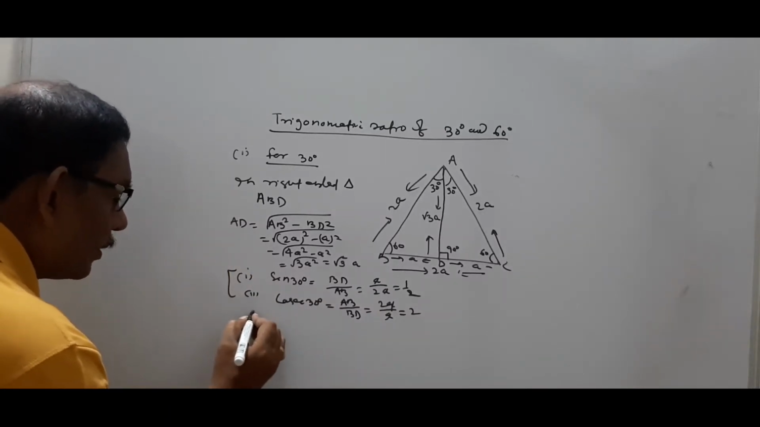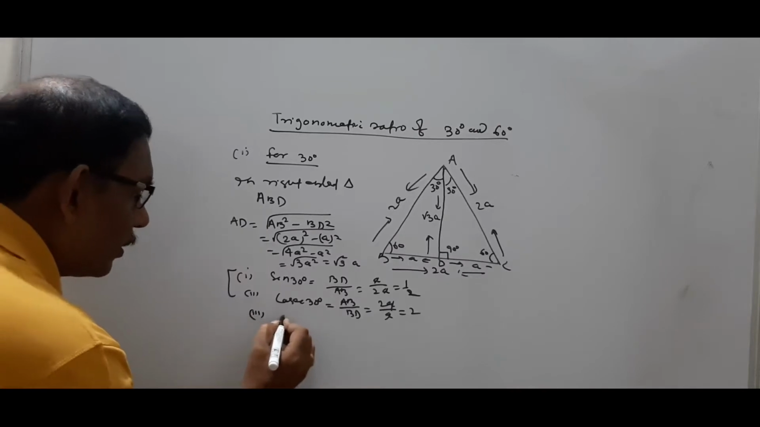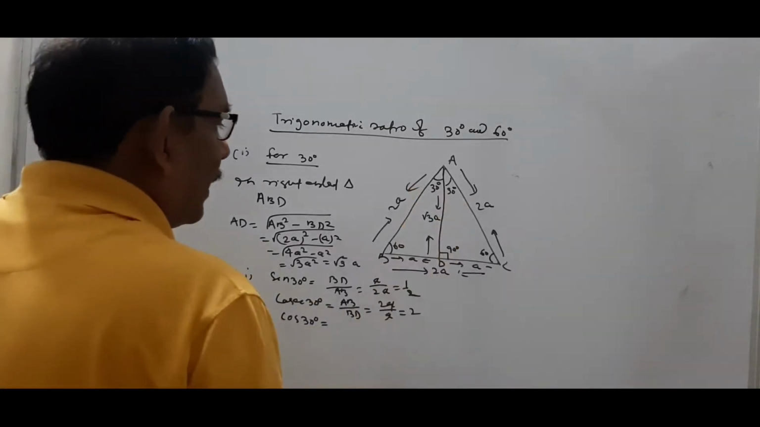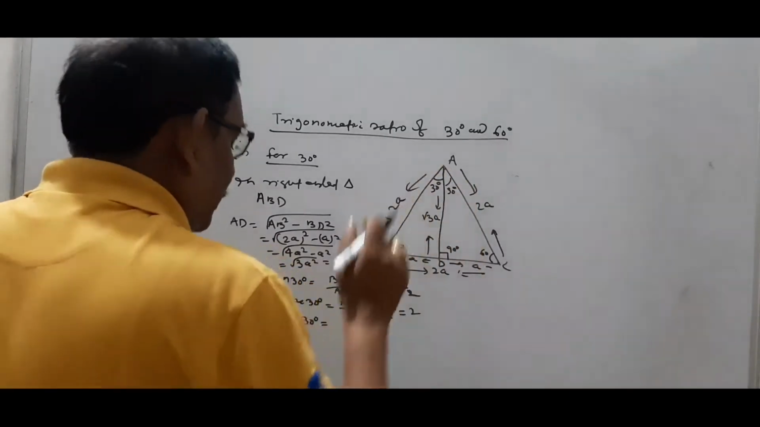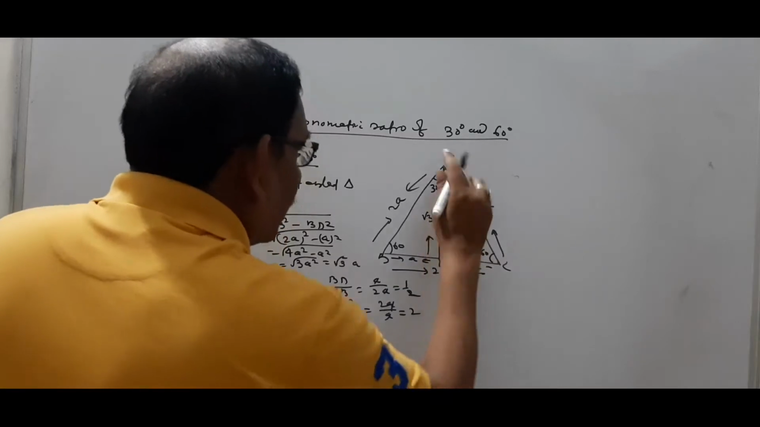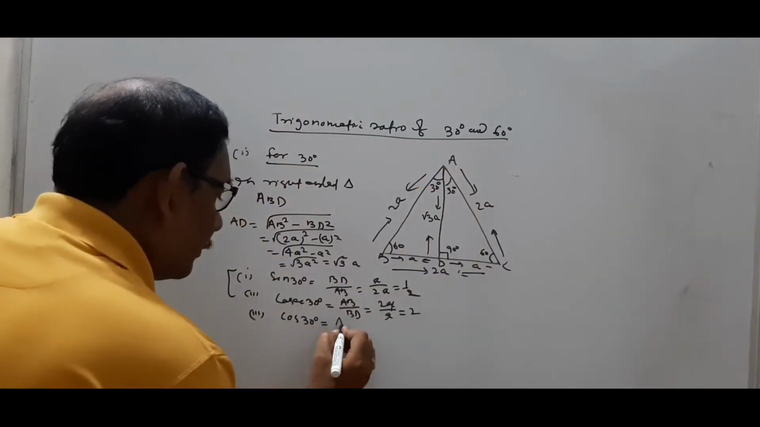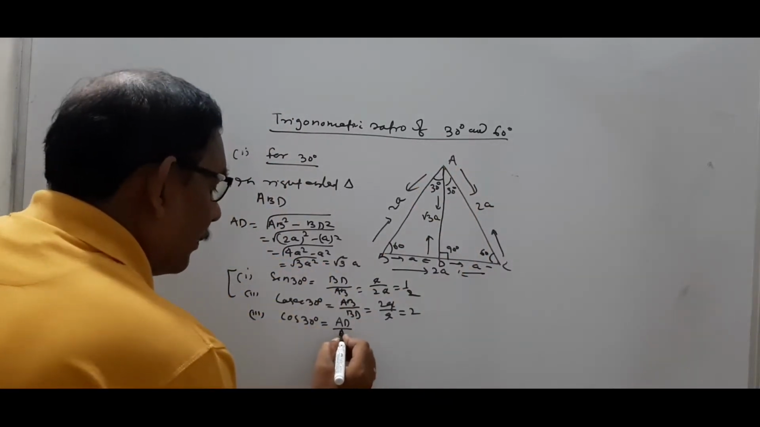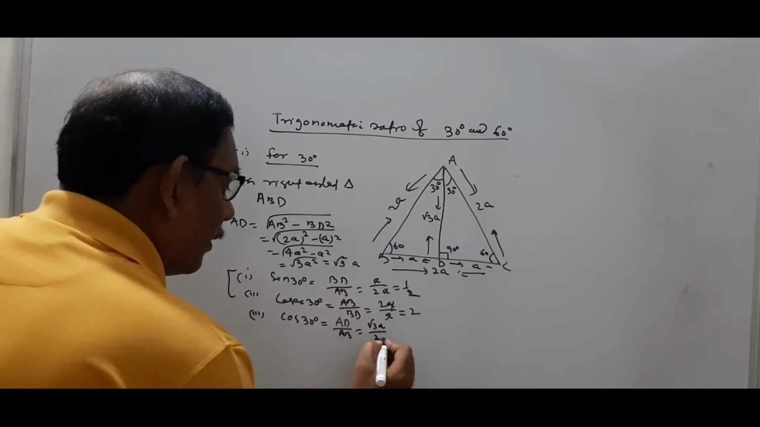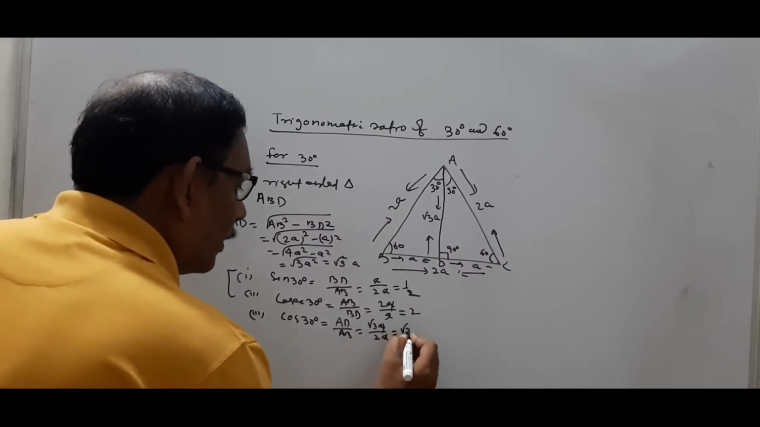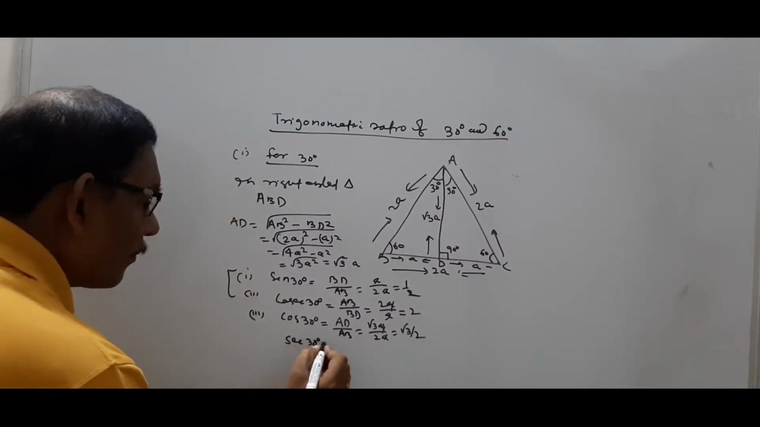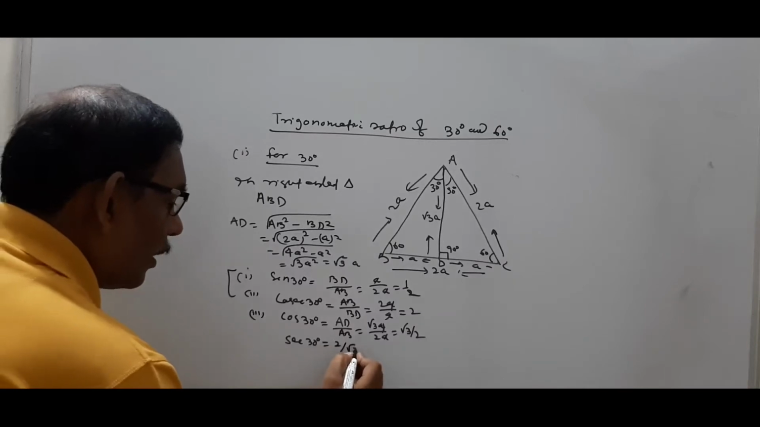Similarly, cos 30, B by H. B is AD by AB. Root 3a by 2a. That is root 3 by 2. Sec 30 is 2 by root 3.